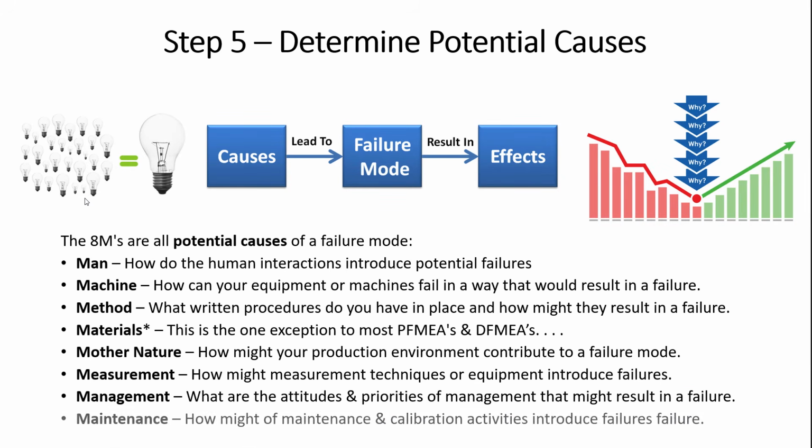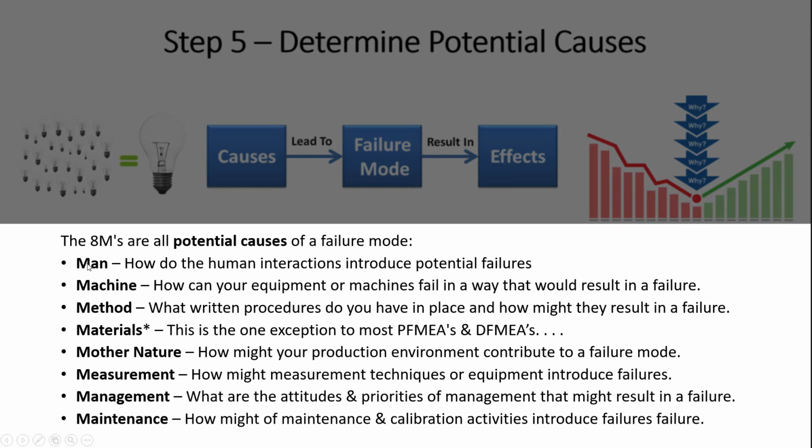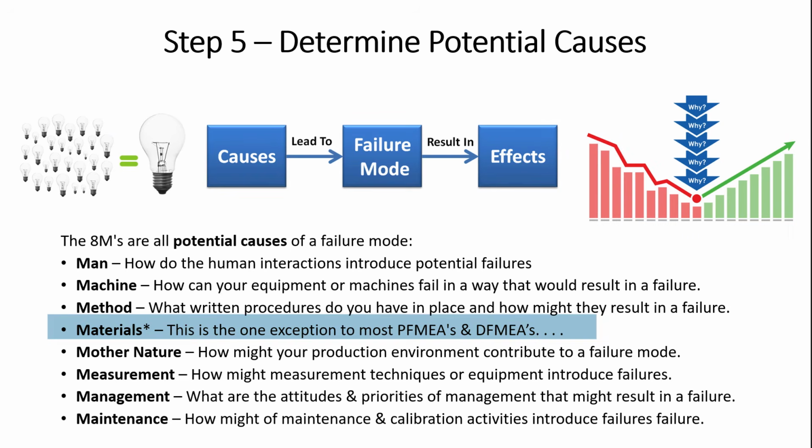The cause and effect diagram has a great mentality around identifying potential root causes, specifically the 8 M's. So if you've ever used a fishbone diagram, you'll know that there's 8 common categories of root causes: man, machine, method, materials, mother nature, measurement, management, and maintenance. Now I put an asterisk here next to materials because that's one of the starting assumptions in the FMEA process, that our raw materials are all conforming to the specification. So this might be the one exception.